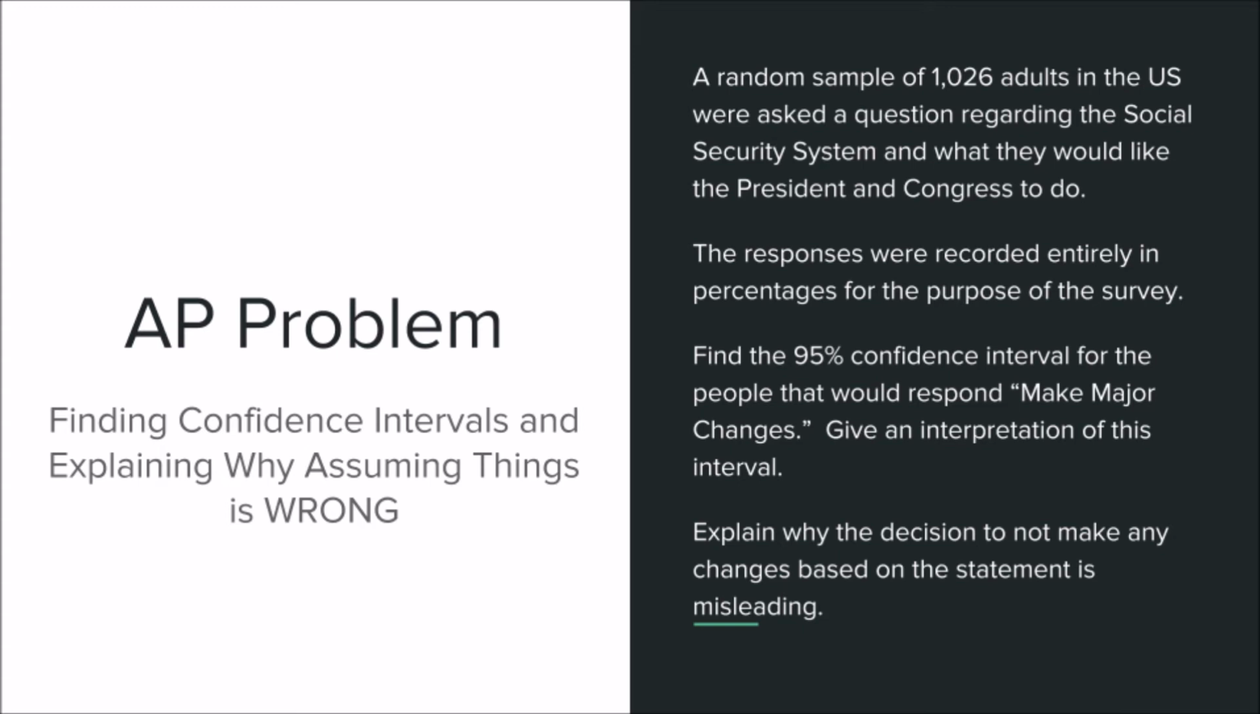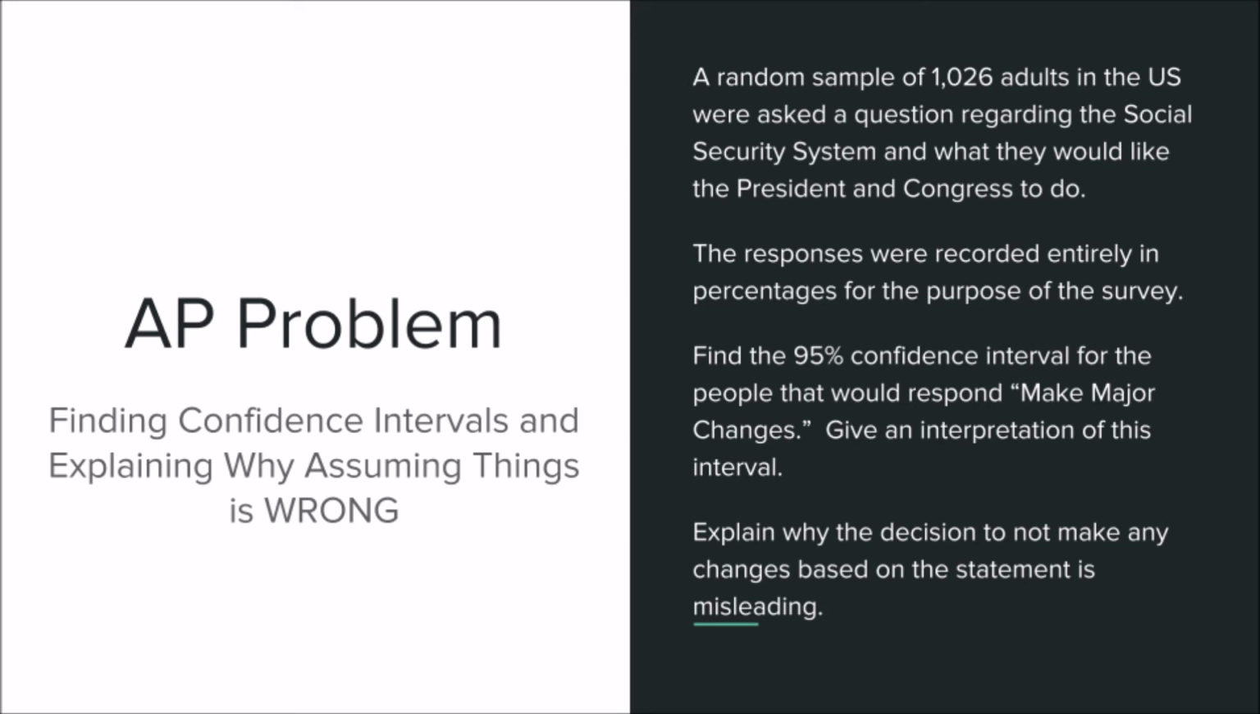We had to find the 95% confidence interval for the people that would respond, make some major changes to the system, as well as interpret this interval as we found it. We also had to explain why assuming the study indicating that we should not make any changes to the system is misleading in all ways with regards to the given statement by the bias guy.